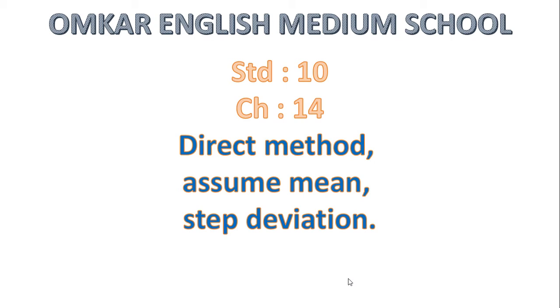This is a lecture for standard 10th, chapter 14. We have discussed it a little bit, but today we will properly cover the methods to find x bar. X bar means, as we have seen in ninth standard, the mean of any data. To find x bar, the mean of any data, there are three particular methods. The first one is the direct method.